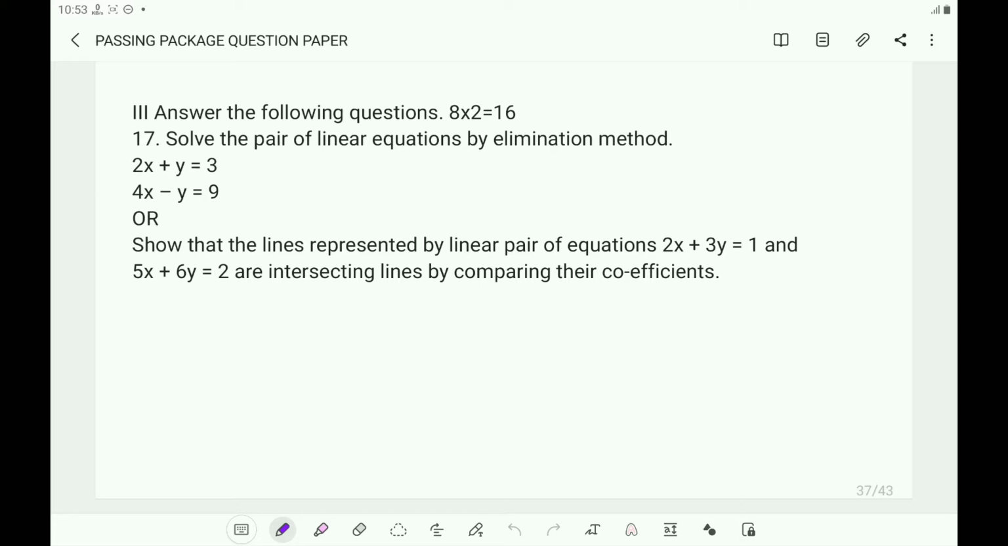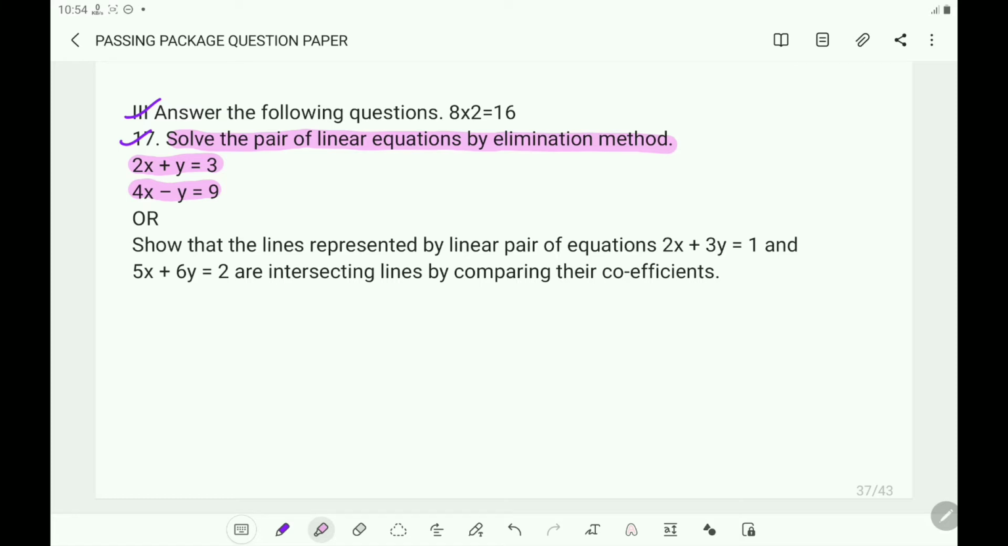Now you come to the third main question. Answer the following 17th question. Solve the pair of linear equations by elimination method. The equations are 2x plus y equals 3, 4x minus y equals 9. Our question has a choice question.